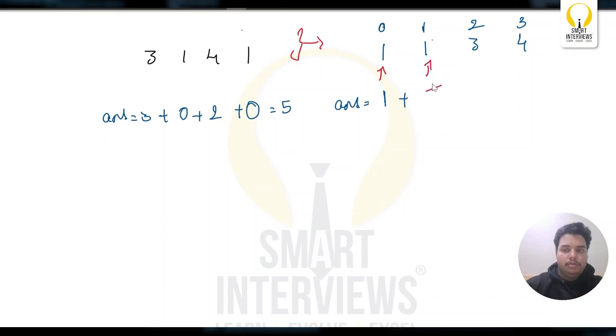When I come here, the discount is 1. So 1 minus 1 is 0. Then when I come here, the discount is 2. 3 minus 2 is 1. When I come here, the discount is 3. So 4 minus 3 is 1. In this way, we can get the output as 3.